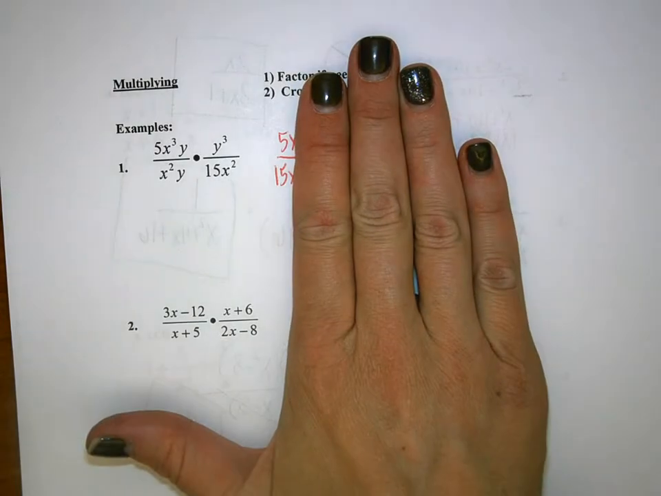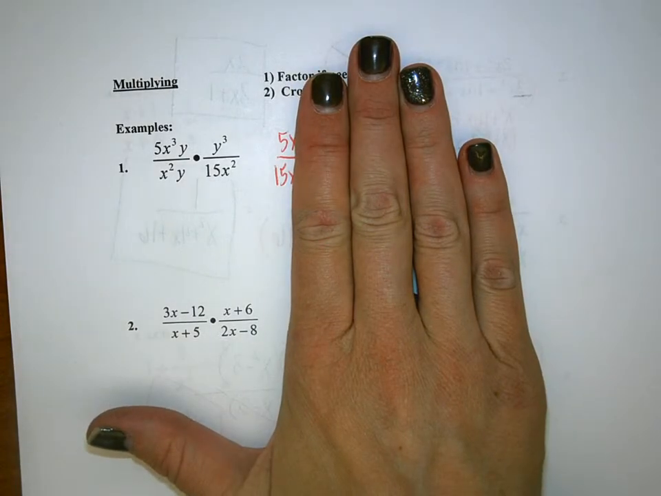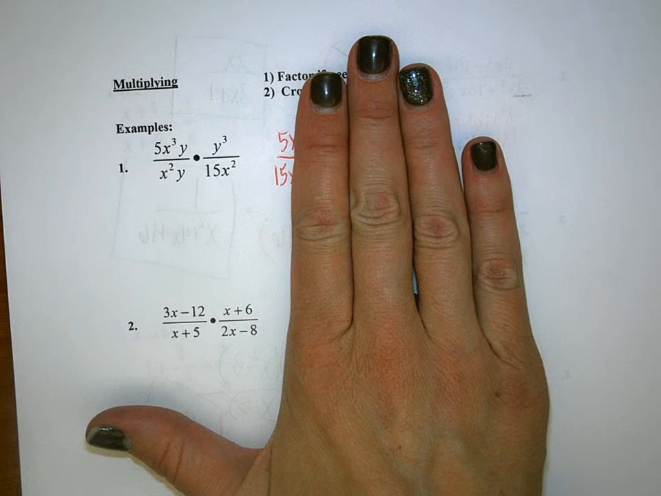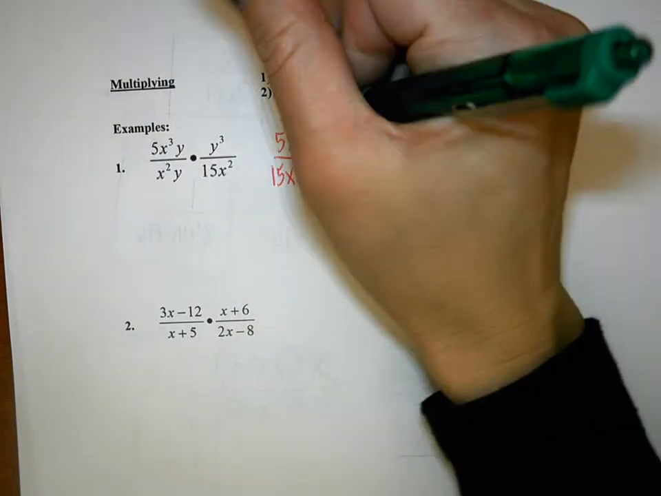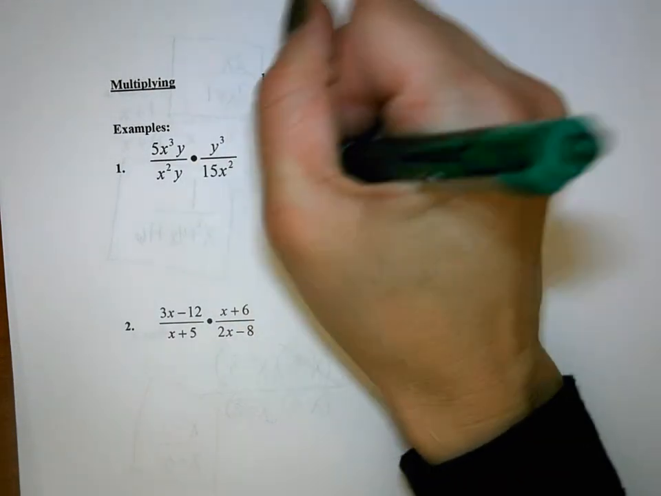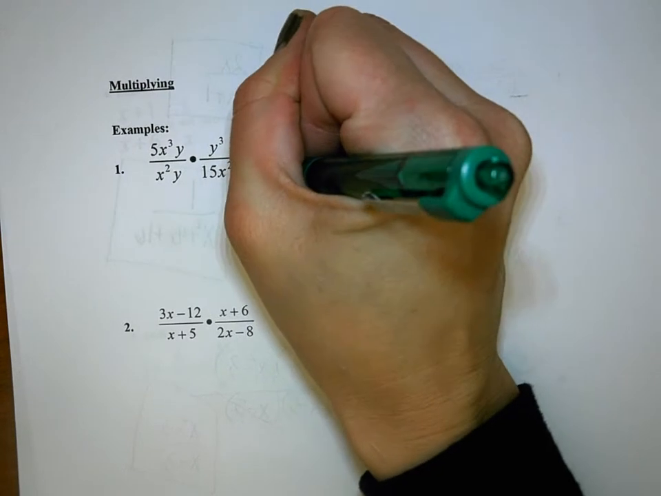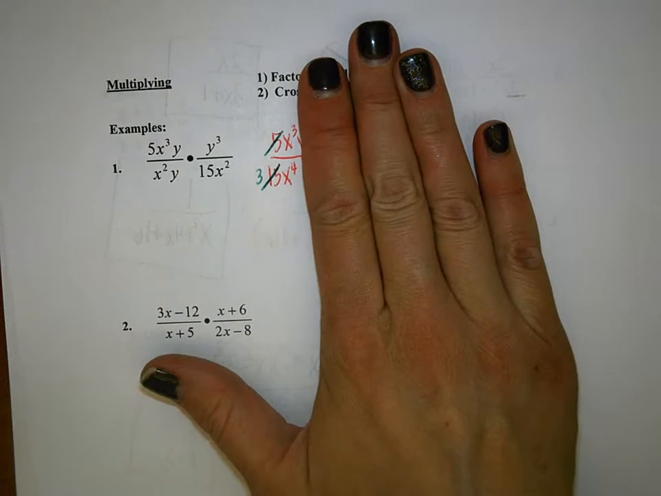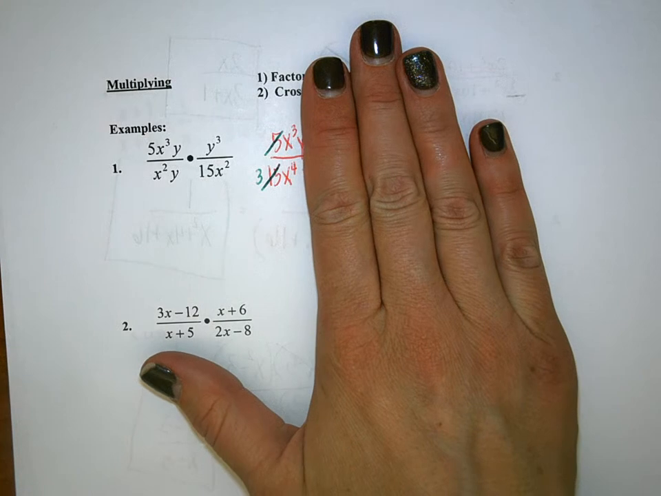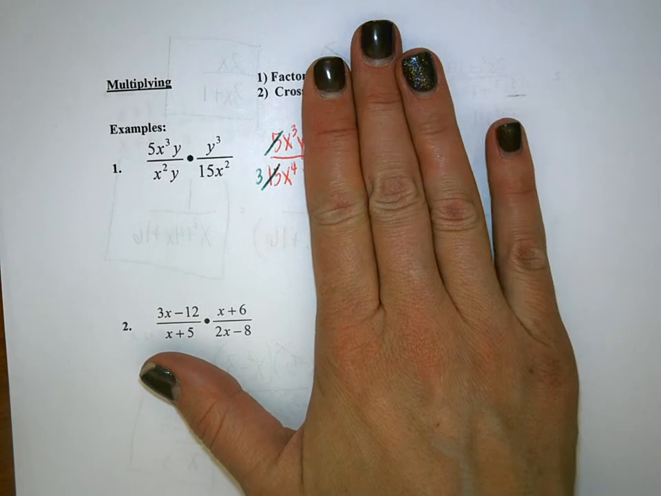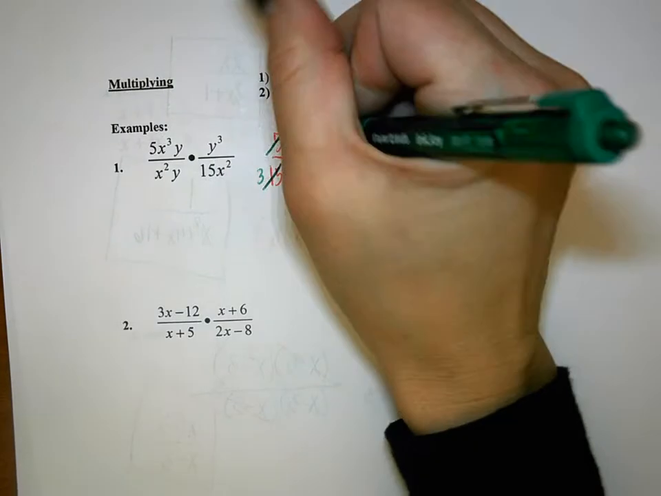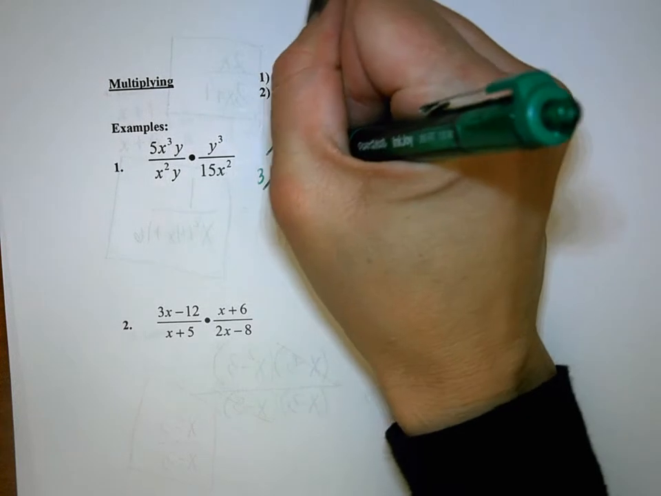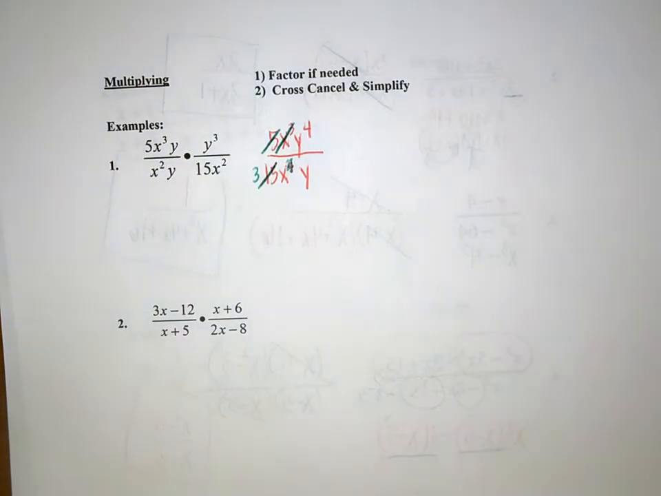You're going to look first at your numbers. Can 5 and 15 reduce? Yes. Okay, so 5 cancels and 5 goes into 15 3 times. Okay, now you have your x problem. I have 3 x's on top, 4 x's on the bottom. So what happens? The 3's cancel and then there's one left over. Good. All of them on the top cancel, and then there is just 1 left over on the bottom.